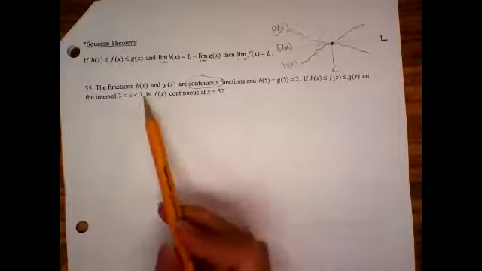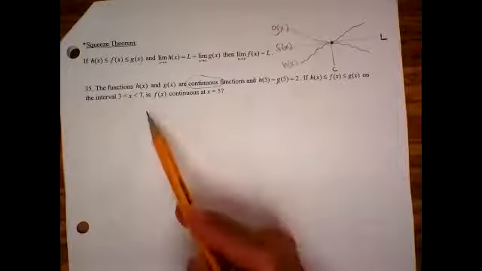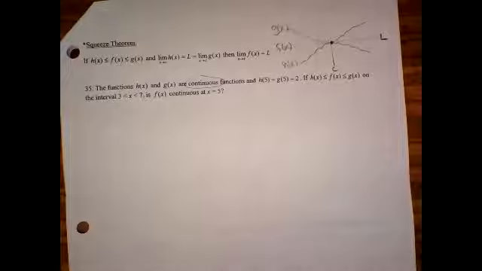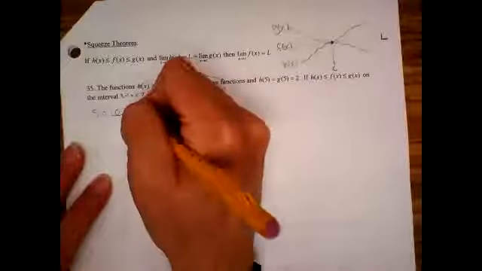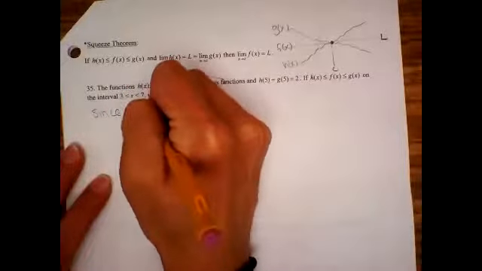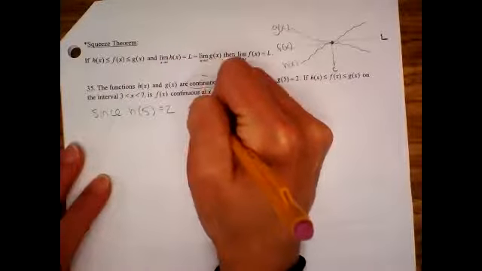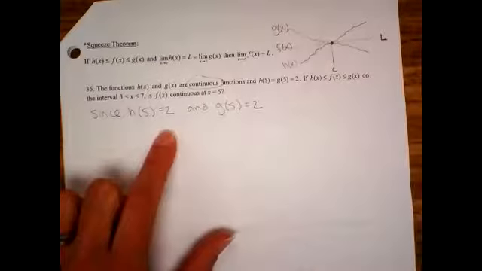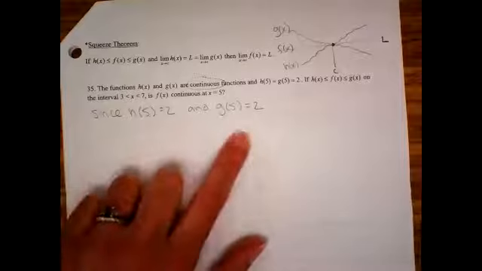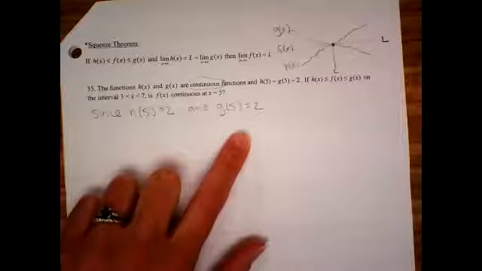On the interval 3 to 7, that's just in there because 5 is on that interval. Is f of x continuous at 5? Spoiler alert, the answer is yes. You just have to do quite a bit of writing to explain it. All right, so here we go. First, we're going to find that there's a point. Since h of 5 equals 2 and g of 5 equals 2, that's saying since baby bear is this and papa bear is this, then mama bear also has to be this.